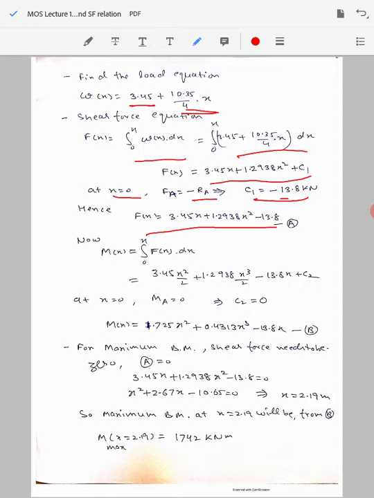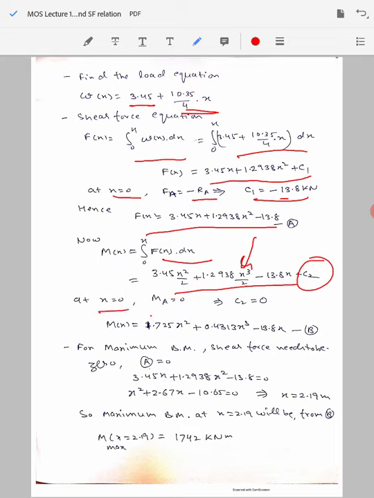Now we have also derived the equation that bending moment is equal to integration of shear force from 0 to x. So let's make use of this equation, substitute the shear force equation over here and do the integration. This will provide us the equation which we have shown here. Here the constant of integration is C2. This can be determined by using the boundary condition.